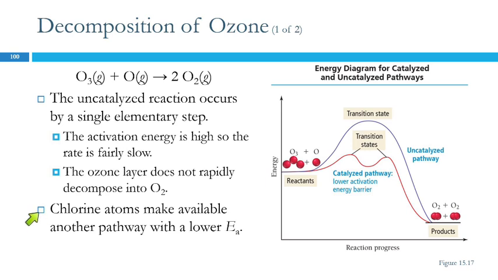But chlorine atoms act as a catalyst. They provide another pathway. So when chlorine atoms are present, you can get this different pathway that has a lower activation energy, which means the rate will go faster. Does that make sense? Is the chlorine actually in the chemical equation? No, it's just a catalyst. It provides the alternate mechanism.